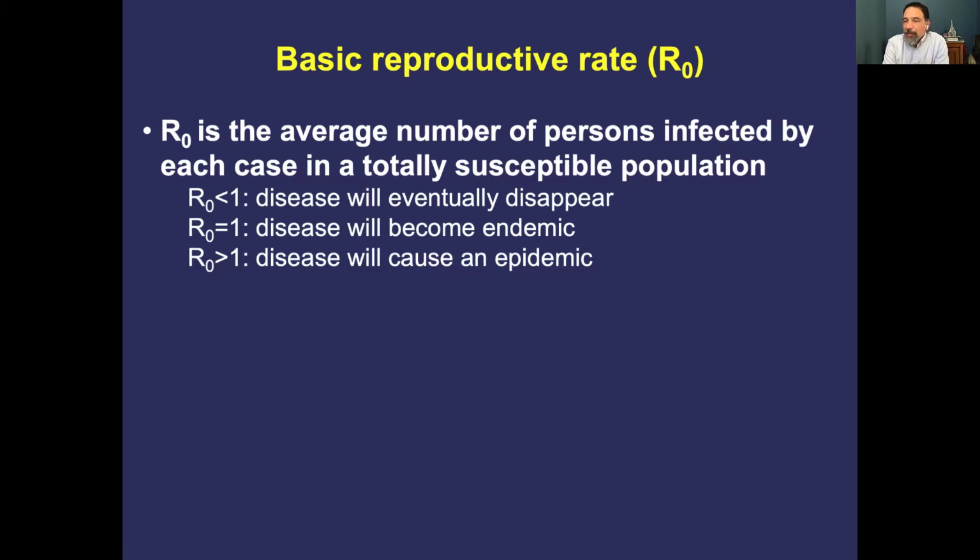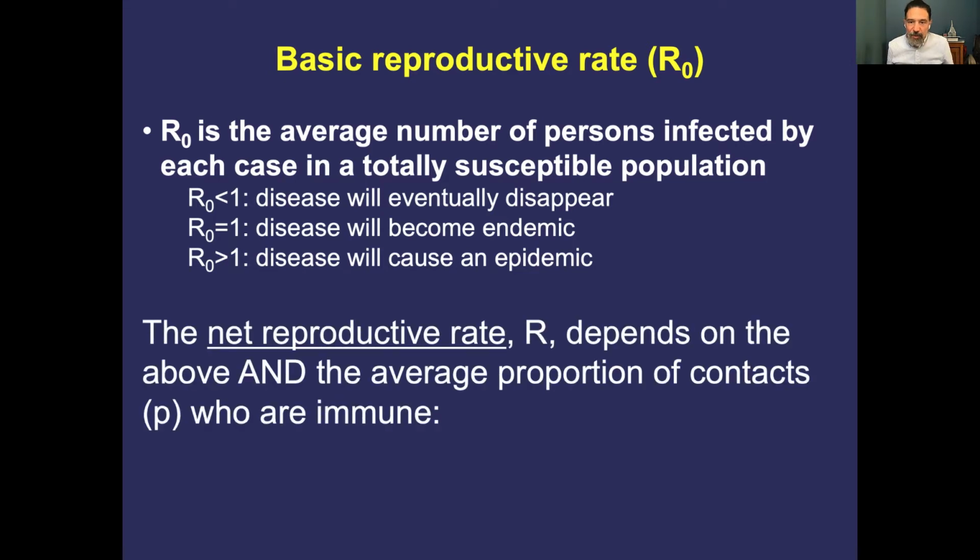The size of the epidemic and how fast it will spread depends on a variety of factors, but R0 is a key factor in determining that. And once an agent begins to spread in a population, things begin to change and people become immune in the case of infections that are immunogenic.